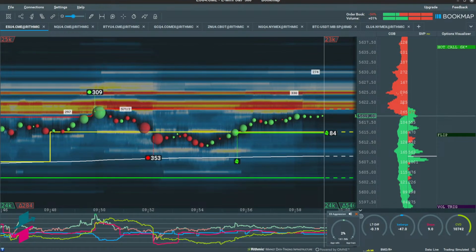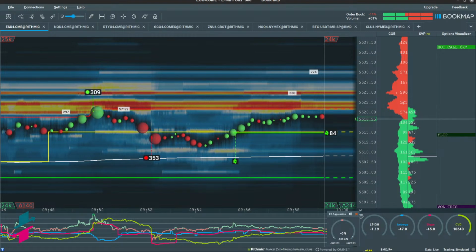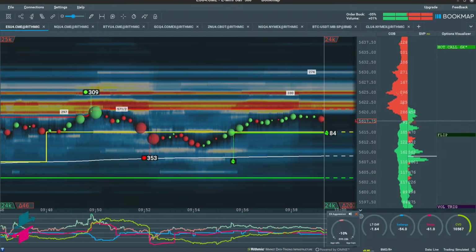We're less than a minute away from data, and also less than a minute away from my stream ending. I hope everyone has enjoyed this overview of how I use Bookmap to analyze order flow.